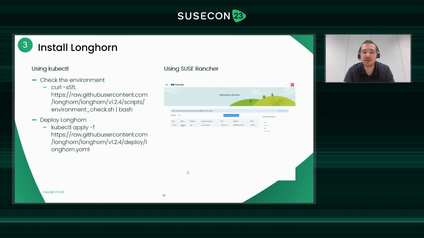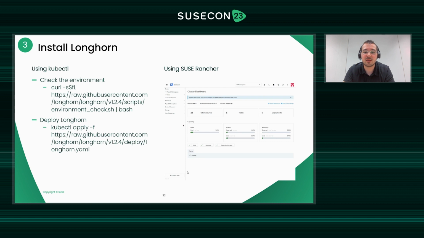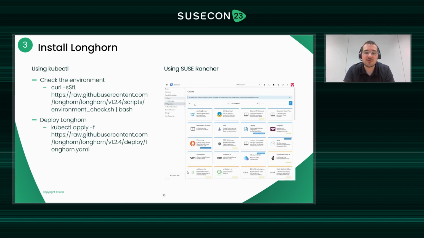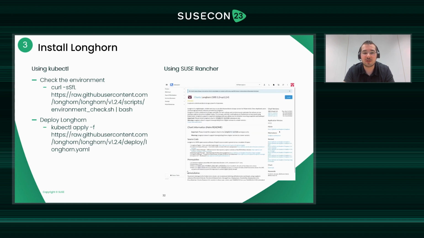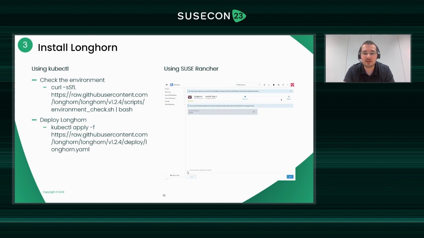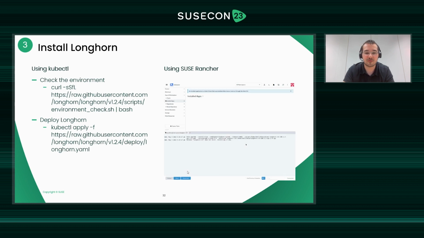But the most convenient way is doing it via Rancher as well, because you will get a menu in your Rancher instance to access the Longhorn UI directly after installing it. If you do it using kubectl or Helm, you will need to set up a service and need to configure a little bit more.